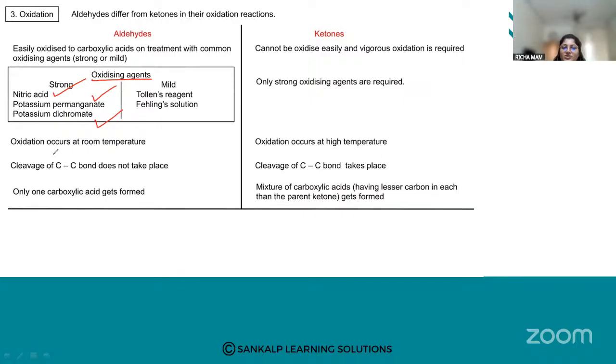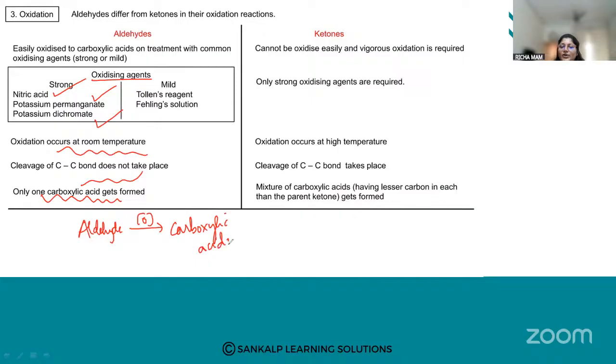Where does oxidation occur? It occurs mainly at room temperature, and cleavage of the C-C bond does not take place. During the oxidation of an aldehyde, only one carboxylic acid gets formed. So aldehydes are easily oxidized to carboxylic acids in the presence of an oxidizing agent.